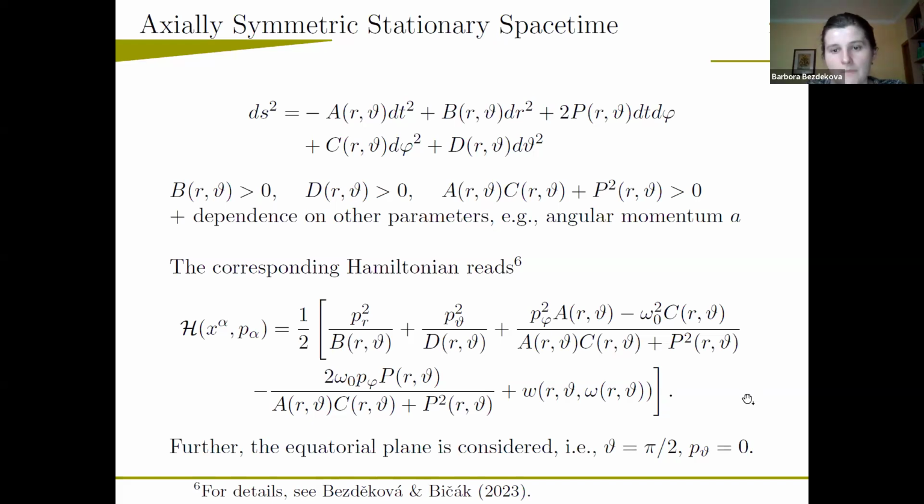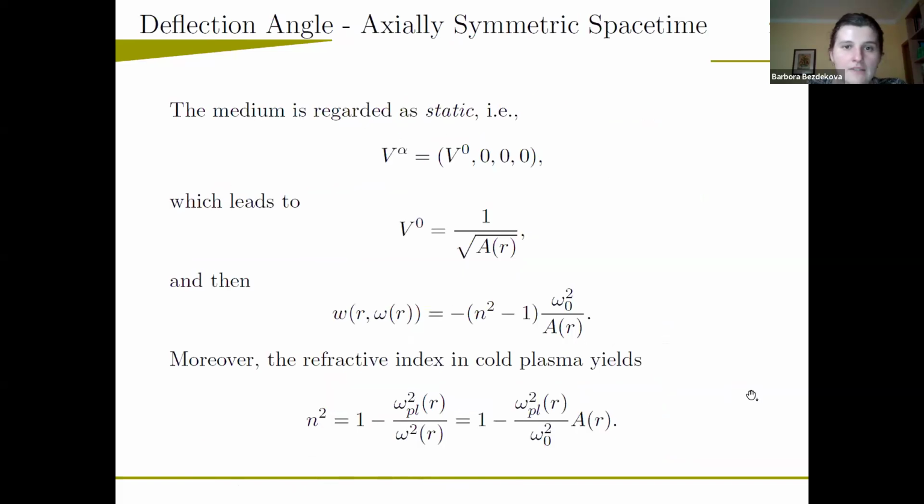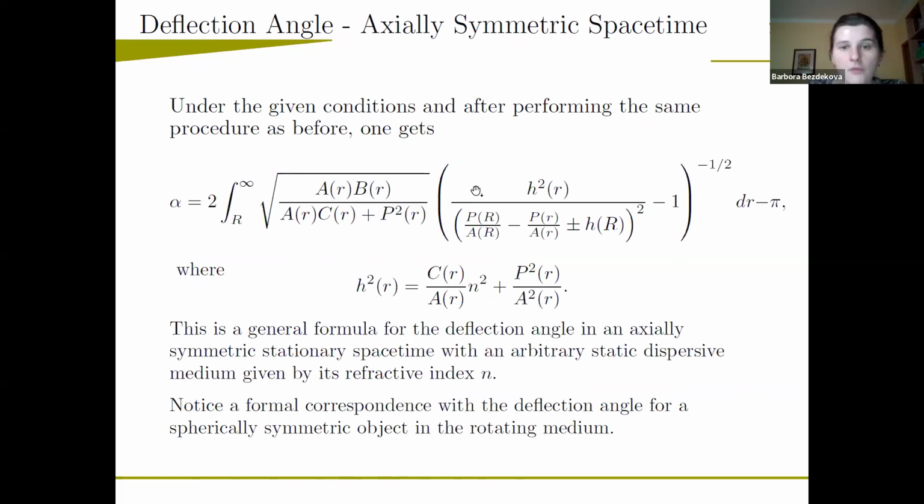the deflection angle. And the Hamiltonian will now look like that, where there will be again the function of the medium hidden in this W function. And if I assume that the medium will be now static, so it means that it will have only one non-zero component, which will be the time component. And I will assume that the refractive index, the W function, will look like that. I can obtain the deflection angle formula which looks like that.